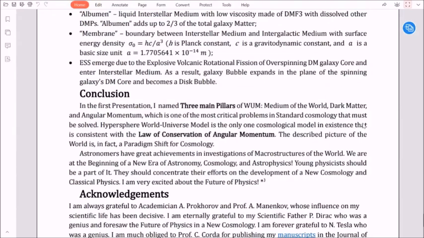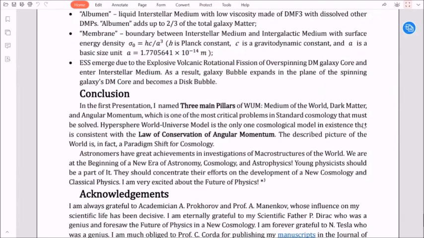In the first presentation, I named three main pillars of WUM: medium of the world, dark matter, and angular momentum, which is one of the most critical problems in standard cosmology that must be solved. Hypersphere World-Universe Model is the only cosmological model in existence that is consistent with the law of conservation of angular momentum. The described picture of the world is in fact a paradigm shift for cosmology.